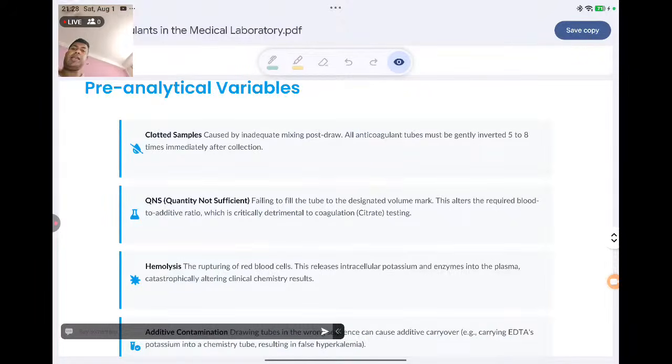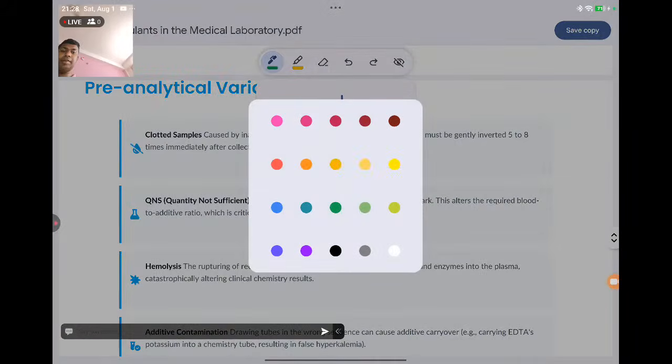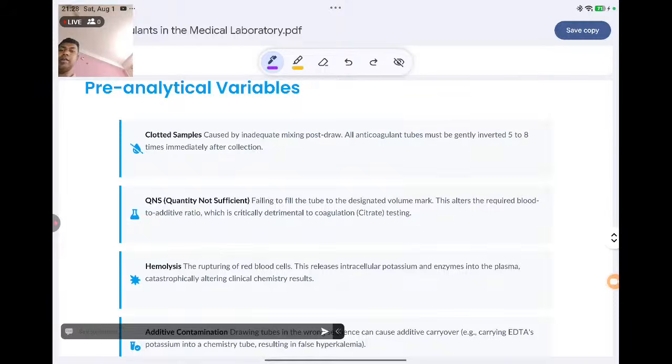So here are some pre-analytical variables which we have to be very careful about while storing the blood in the anticoagulant. We may face some pre-analytical errors like clotted sample. Clotted samples are formed if we take an inadequate amount of blood.